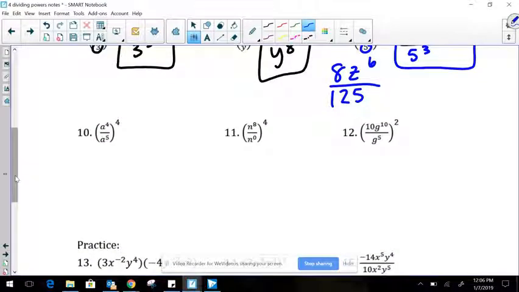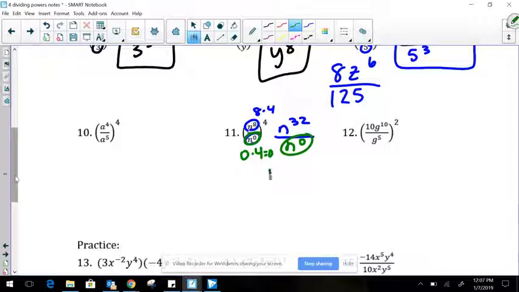Okay, let's do 11 here. So we have n to the 8th to the 4th. So I'm doing 8 times 4. So I have n to the 32nd. And then I have n to the 0, let's use a different color here, to the 4th. So 0 times 4 is 0. Okay, so anything to the 0th power here is 1. So I'm left with n to the 32nd over 1. So I can just write it like that.